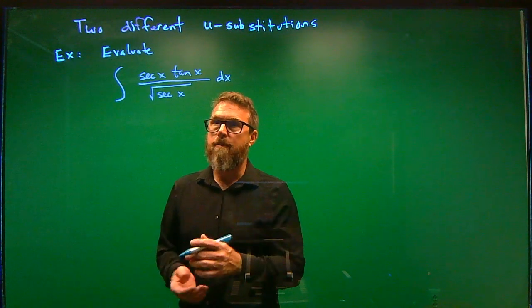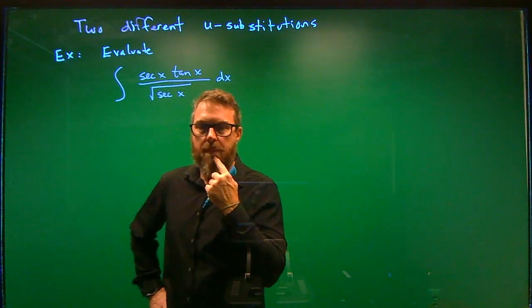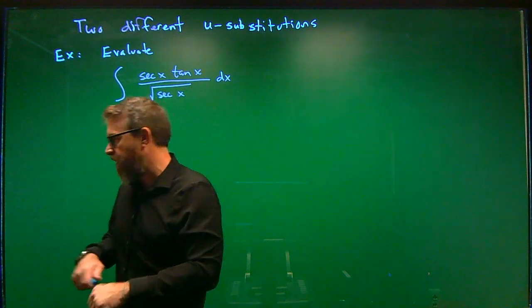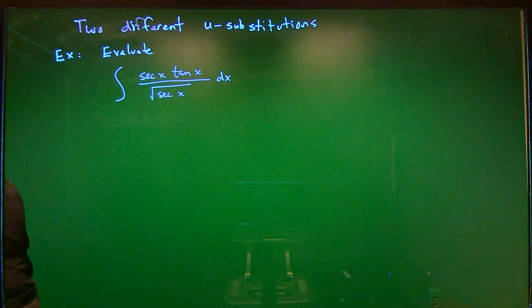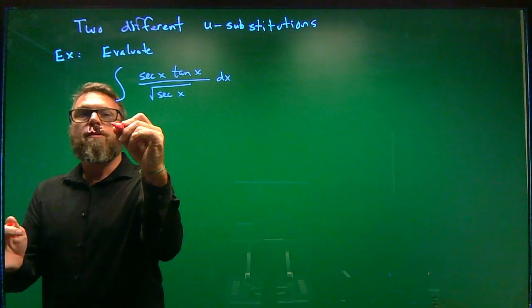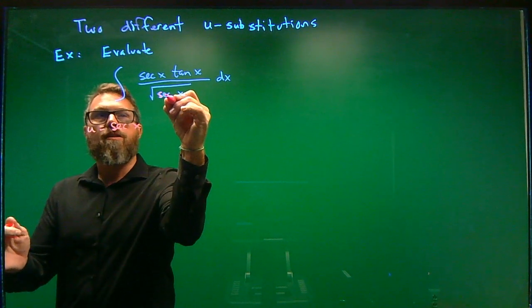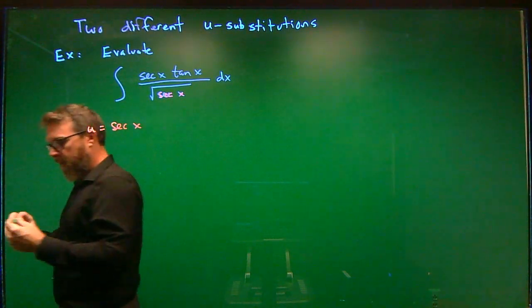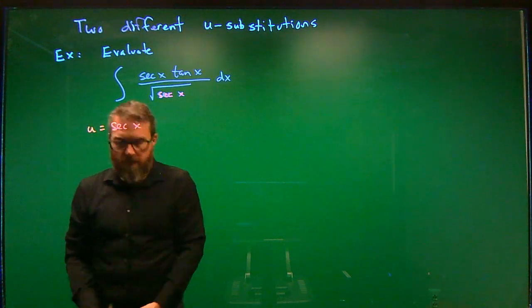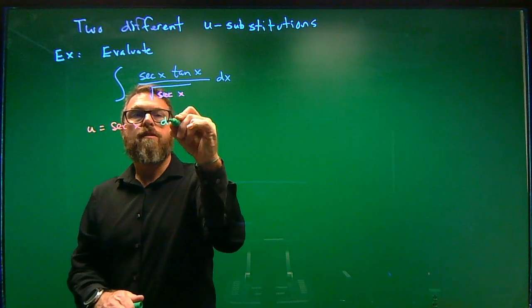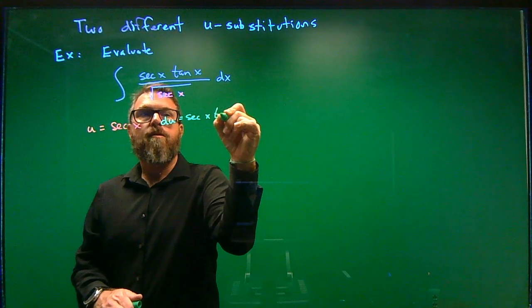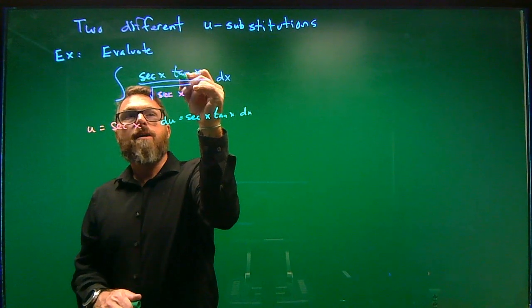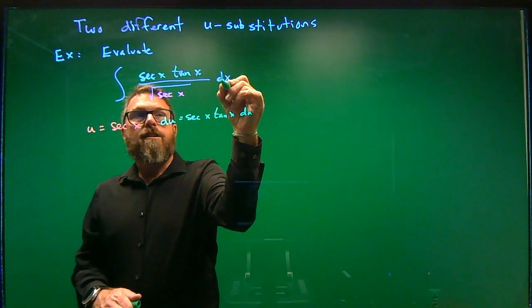So the first one people tend to pick is, well, let's go ahead and choose u as the secant of x, because I know the derivative of the secant of x is equal to the secant of x times the tangent of x. So if I pick my u to be equal to the secant of x, so that's going to be this piece here, then I know that my differential du is going to be equal to the secant of x times the tangent of x dx. Which is exactly what we have in the numerator. So this is the secant of x times tangent of x dx.